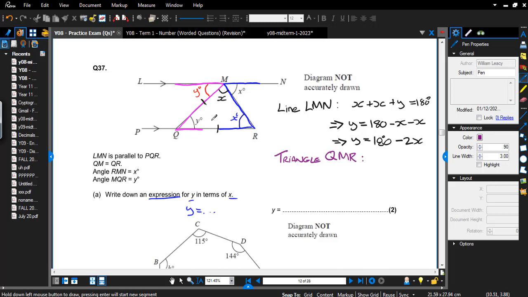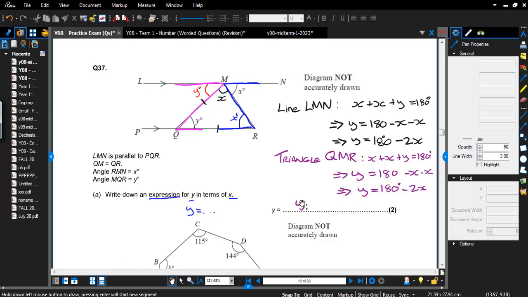What do we know? What do the angles in a triangle sum to? 180 degrees. So x plus y is going to be the very same. Those three angles add together to 180, so it's literally the same as that. That implies y equals 180 minus x. If you have a different way of doing it, that is even better. That implies y equals 180 degrees minus 2x. They already have y there, so we don't need to put that in. Y equals 180 degrees minus 2x. Done. That's part A.